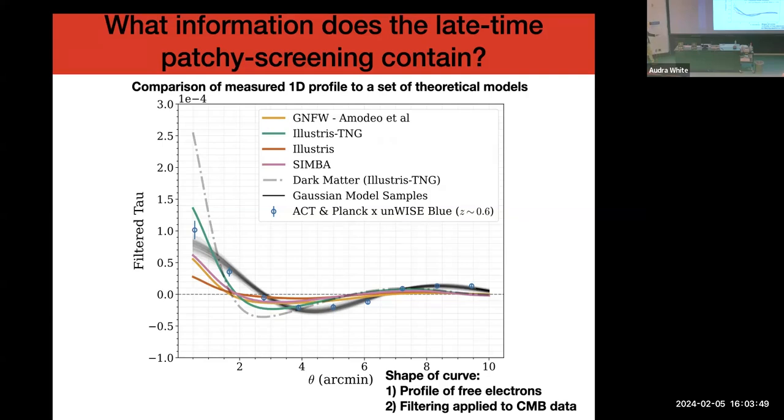You can see that with a better knowledge of how these galaxies occupy dark matter halos, we'd be able to differentiate between many of these different types of models. For comparison, we also show what the signal would look like if the electrons followed the dark matter on an NFW profile, and you can see that would be strongly ruled out by these types of measurements.